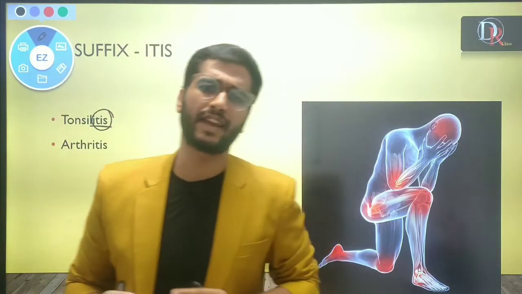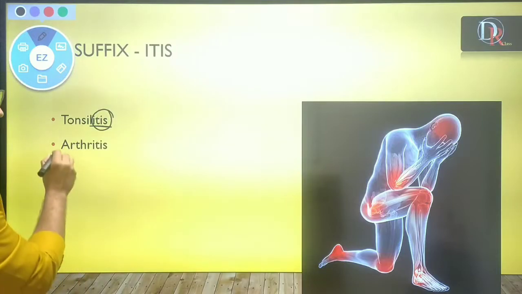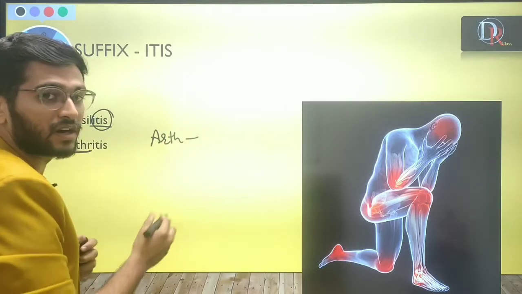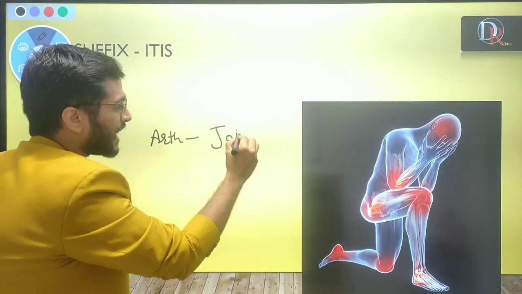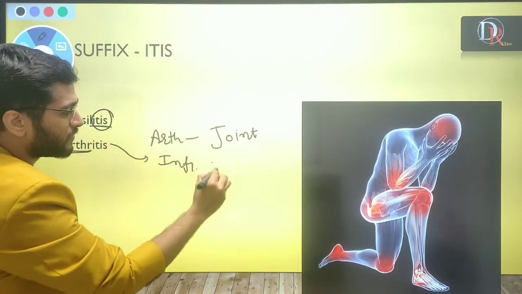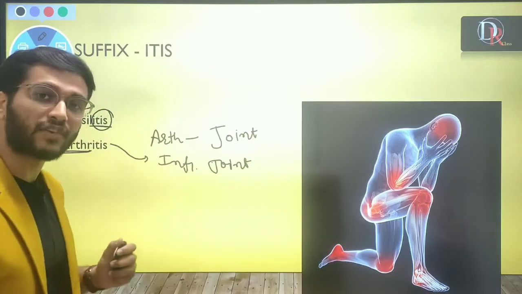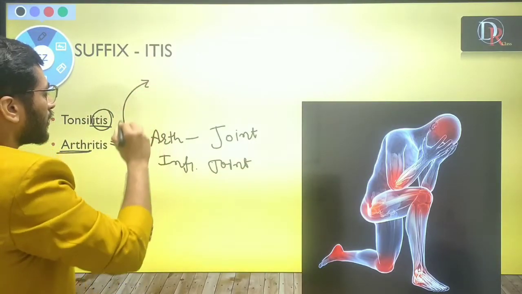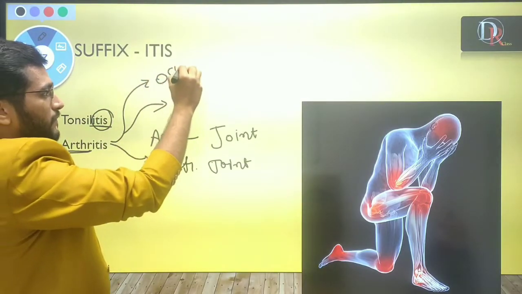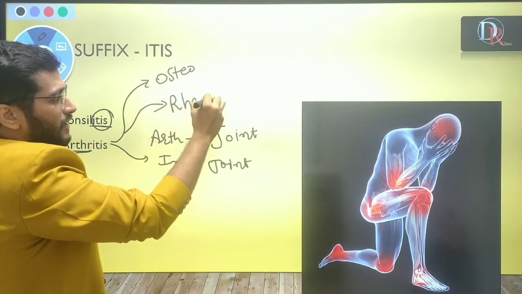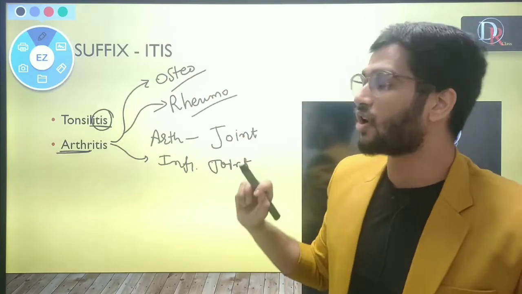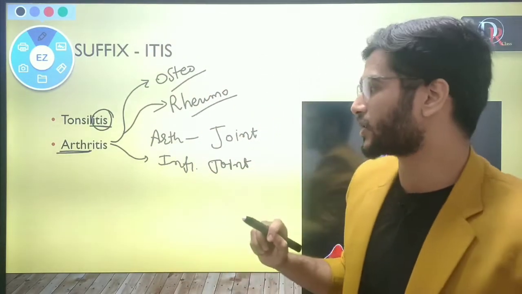The second one is arthritis. Now what is arthritis? The word arth refers to the joint. So arthritis is the inflammation of the joint. Basically there are two kinds of arthritis we see daily: the first one is osteoarthritis and the second one is rheumatoid arthritis. After some time we will publish two separate videos on osteoarthritis as well as rheumatoid arthritis.